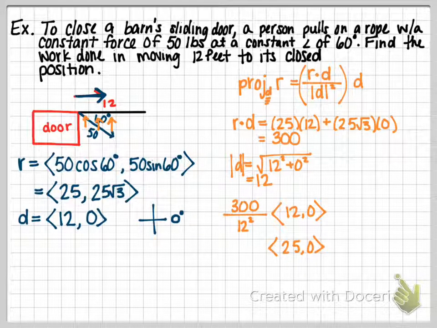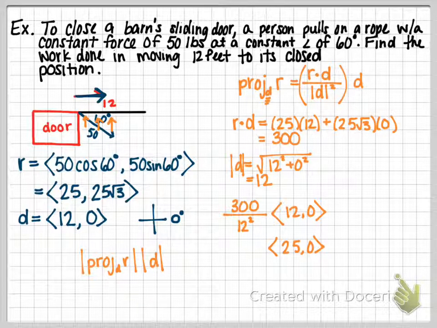Now, if you remember from a minute ago, our formula is going to be the magnitude of the projection times the magnitude of that vector that you are trying to do the work on. So we're trying to pull this door across that vector that was at 12, 0. So I'm going to need the magnitude of that guy, and that was my door vector.